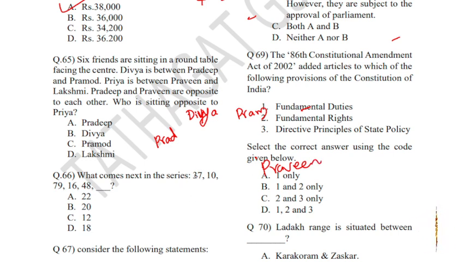And Lakshmi should be here. Because why? Priya is sitting between Praveen and Lakshmi. Here Priya will be there.